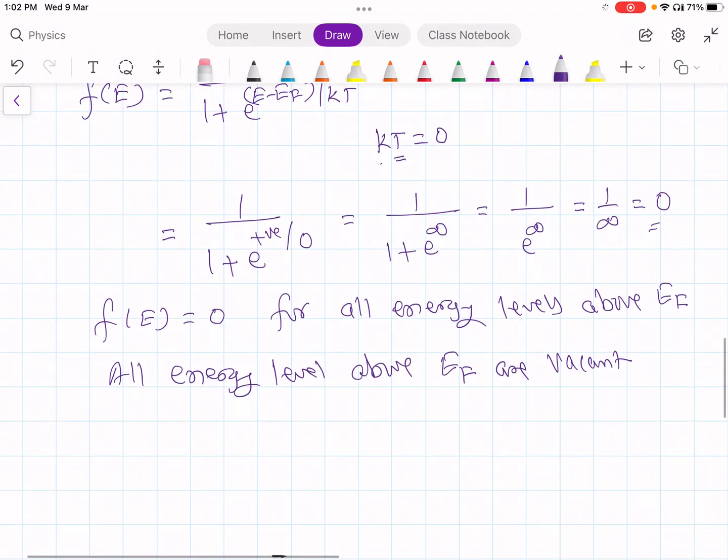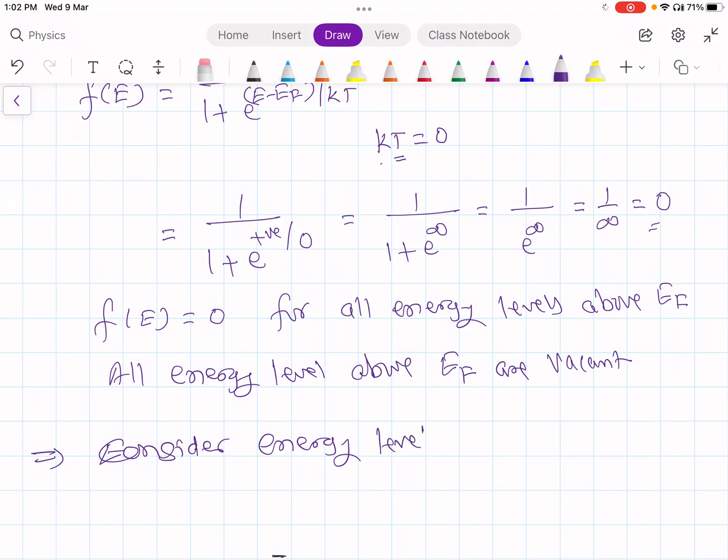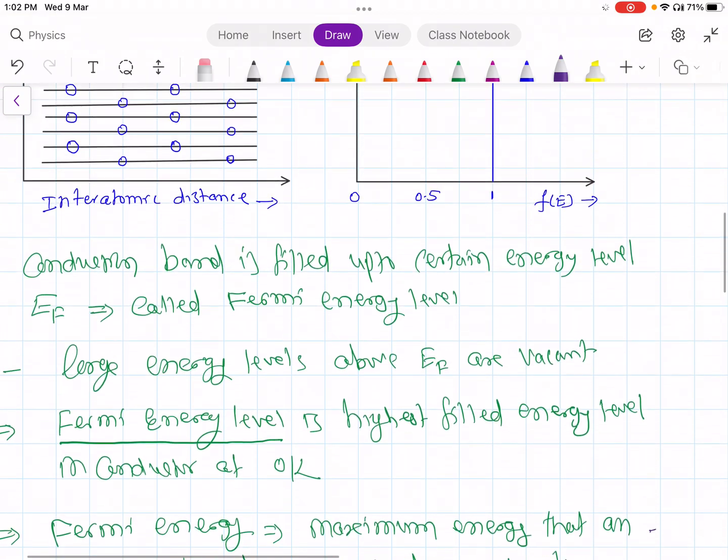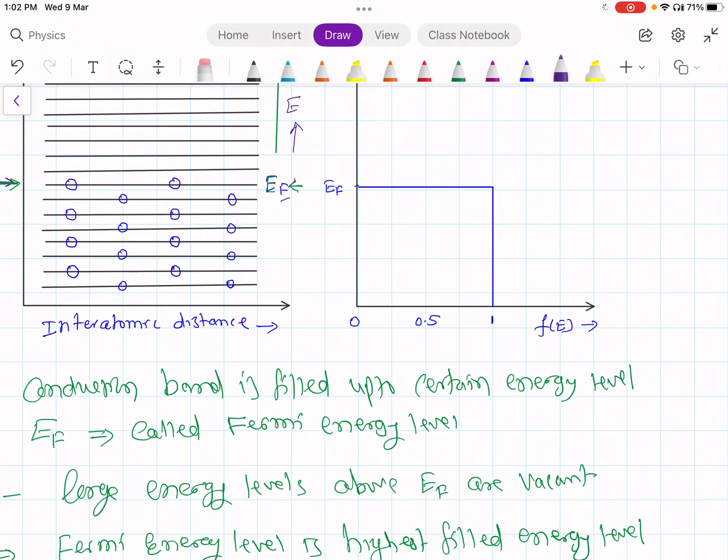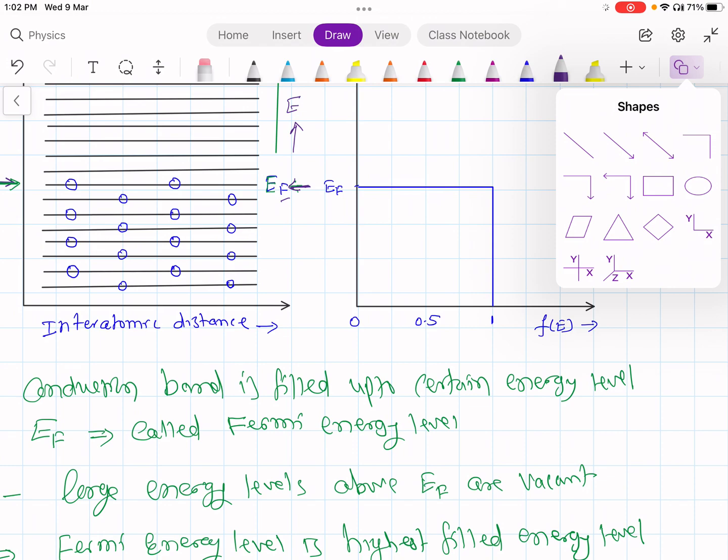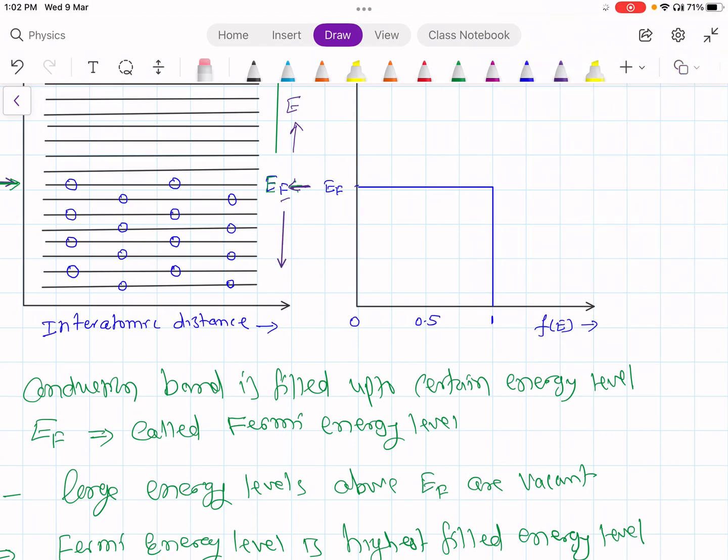Then let's consider an energy level below EF. See in the diagram, this is EF over here. Now we are considering any energy level which is below EF. Let's see if those energy levels are occupied or vacant using the Fermi Dirac distribution function.